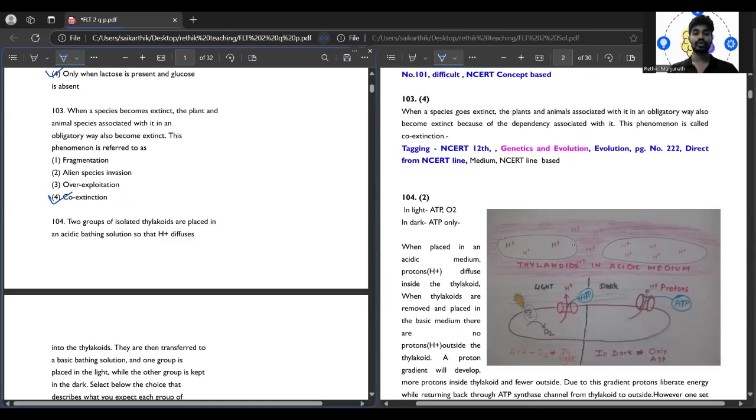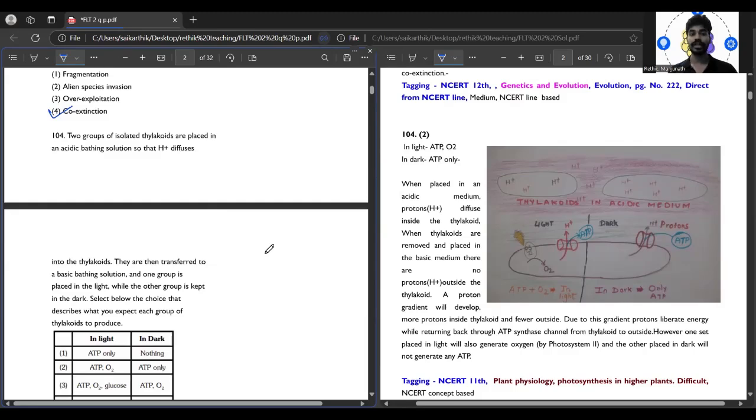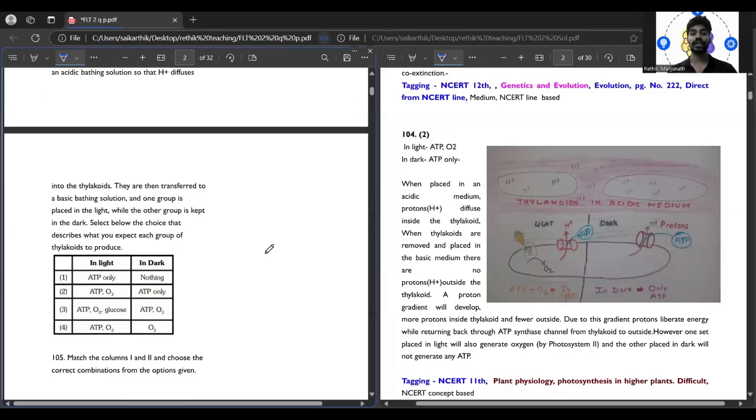Coexistence. So the next question is: two groups of isolated thylakoids are placed in an acidic bathing solution so that H plus diffuses into the thylakoids. They are then transferred to a basic bathing solution, and one group is placed in the light while the other group is kept in the dark. Select the choice that describes what you expect each group of thylakoids to produce.